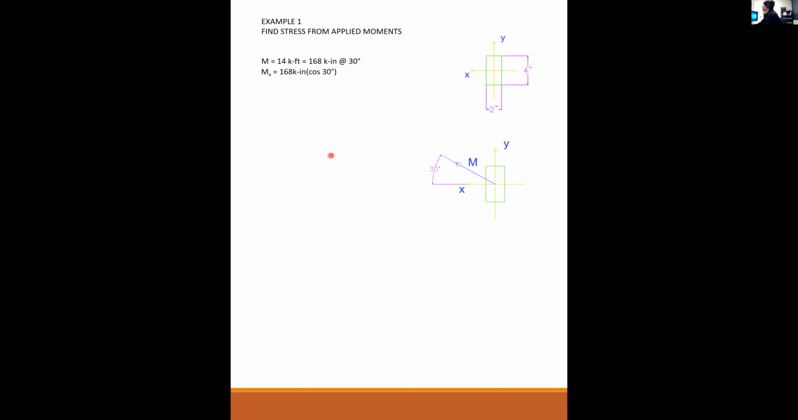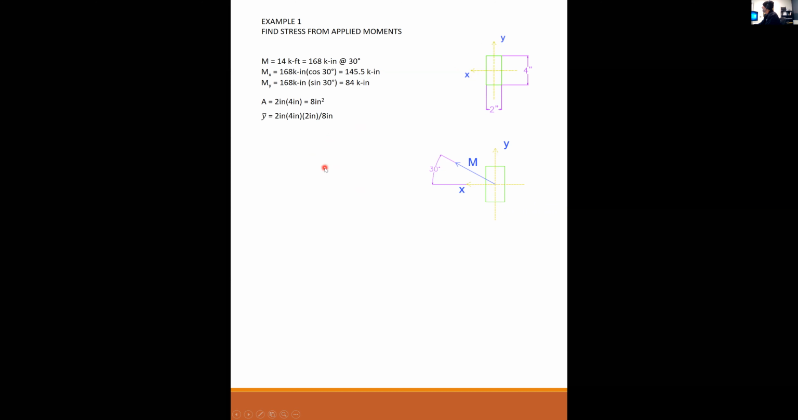Okay, so my first step is I want to resolve this into an x component and a y component. So the x component is 168 kip inch times cosine of 30, gives me 145.5 kip inch. My is 168 kip inch times sine of 30, and that's 84 kip inches. And these are both positive. So again, the right-hand rule, this gives me a positive moment about the x and a positive moment about the y. The area of my 2x4 is 8 inches squared.